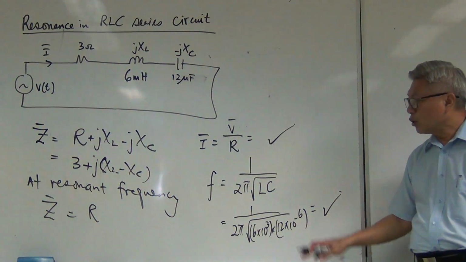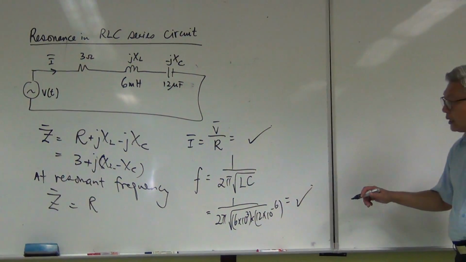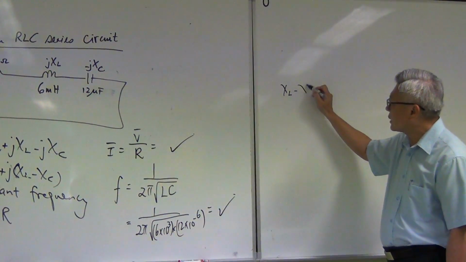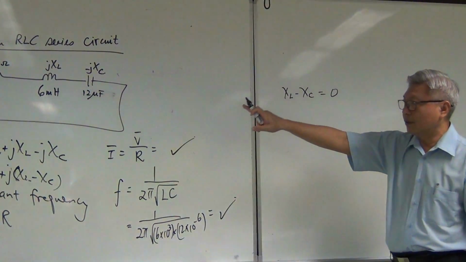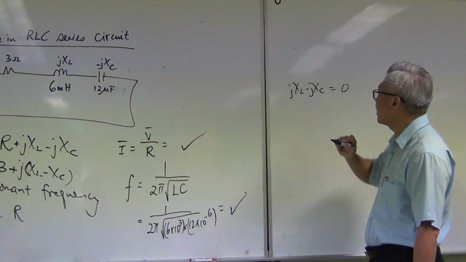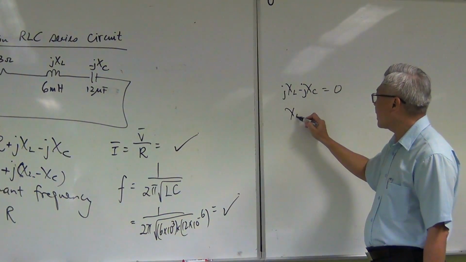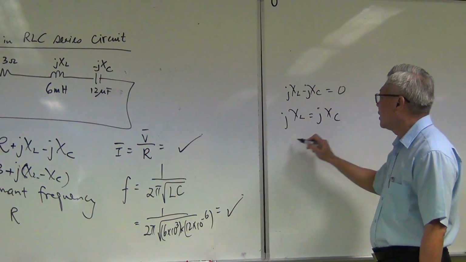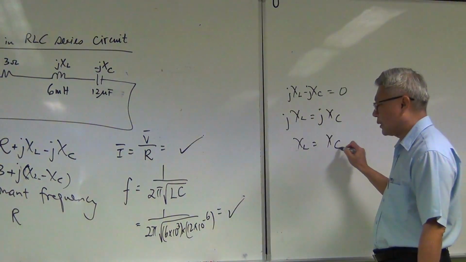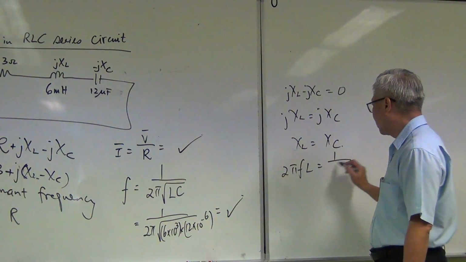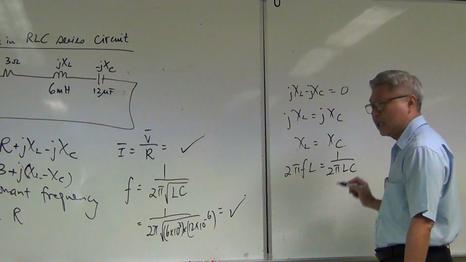Now, how to prove this is actually quite easy, because we say XL minus XC must be equal to 0. The total of these two, jXL and minus jXC, must be equal to 0. So XL must be the same as XC, and XL is equal to 2 pi FL, and XC is 1 over 2 pi FC.